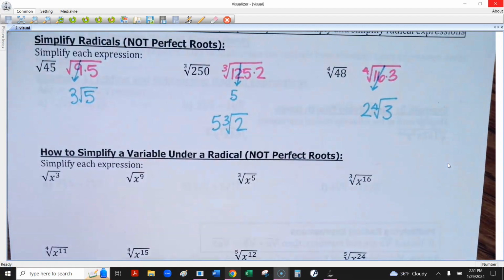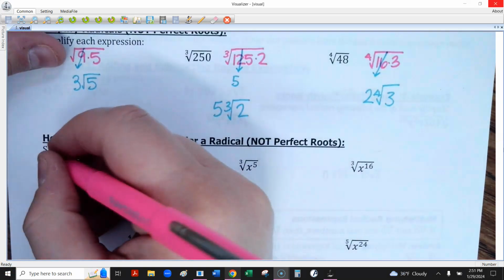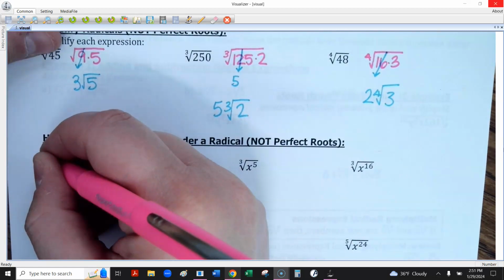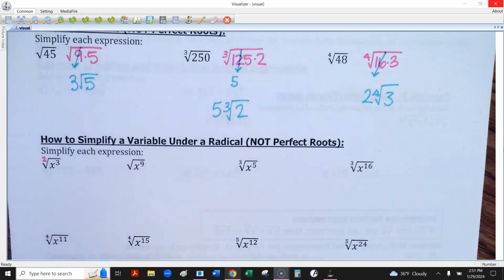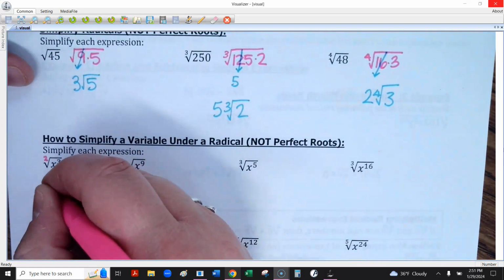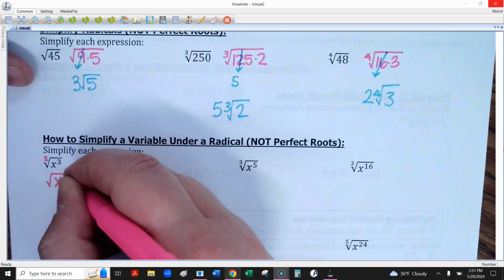Okay, now with variables. I got a bunch of different examples here just to show you different ways that this could shake out. Remember, the index of a root that doesn't have one written in is going to be a square root, so that's going to be 2. Okay, so I need my exponent for a square root to be divisible by 2 to take out any perfect squares. So what I try to do is find the biggest even exponent out of 3. The biggest even exponent that would divide by 2 would just be x squared.